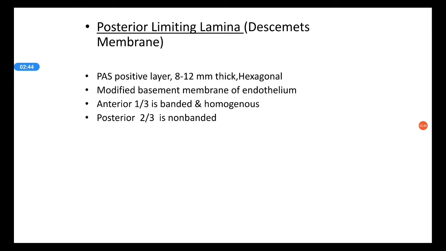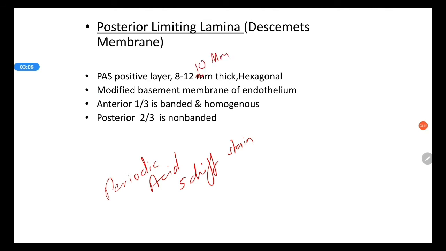The next layer, as you can see, is the Descemet's membrane. Descemet's membrane is the periodic acid Schiff staining layer of the cornea, which is around again 10 microns in thickness. You remember the Bowman's membrane was 10 microns. Similarly, the Descemet's is also of the same thickness. It has a hexagonal arrangement of its tissue.